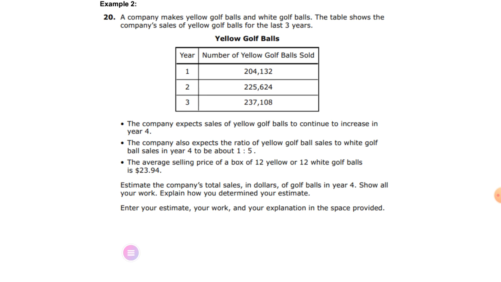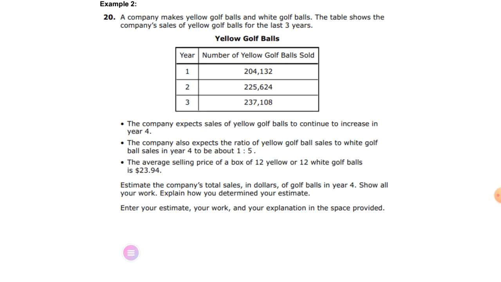Do we know a lot about ratios? Harper? So for every 1 yellow golf ball, they're selling 5 white balls. Correct. So then how's the yellow ball going to increase? This is just giving us yellow. Our table is only yellow. We don't know anything about white except it's a 1 to 5 ratio.